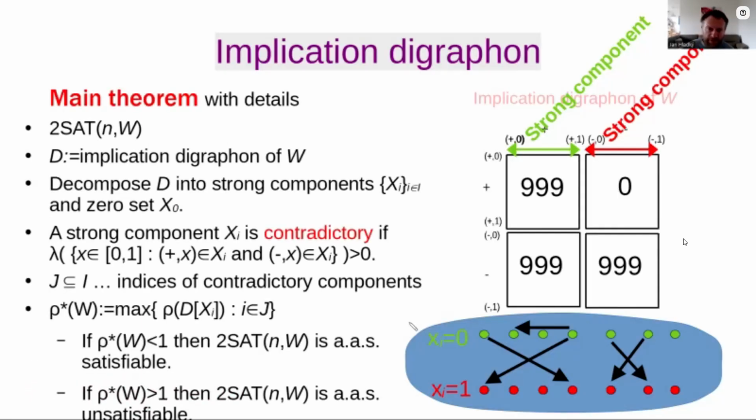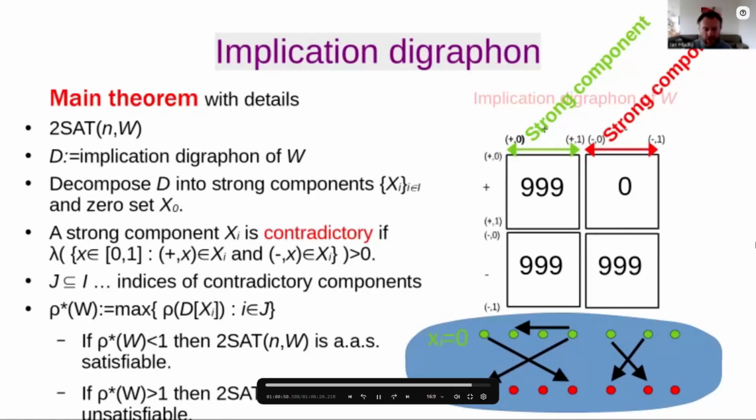Okay, so let's give now more details to our theorem. So we start with a graphon which underlies our inhomogeneous two-SAT model. We consider its implication digraphon D, and we decompose that digraphon into strong components and a zero set. Okay, and now we discard some components. And which components do we discard? We discard those components which have no chance of hosting a contradictory cycle.